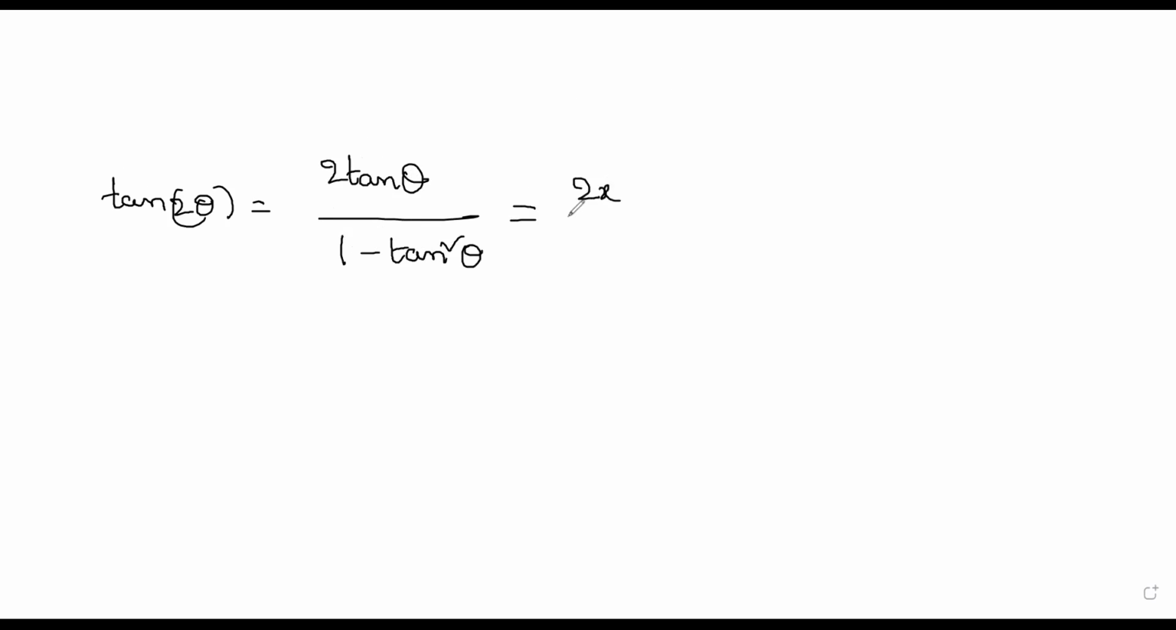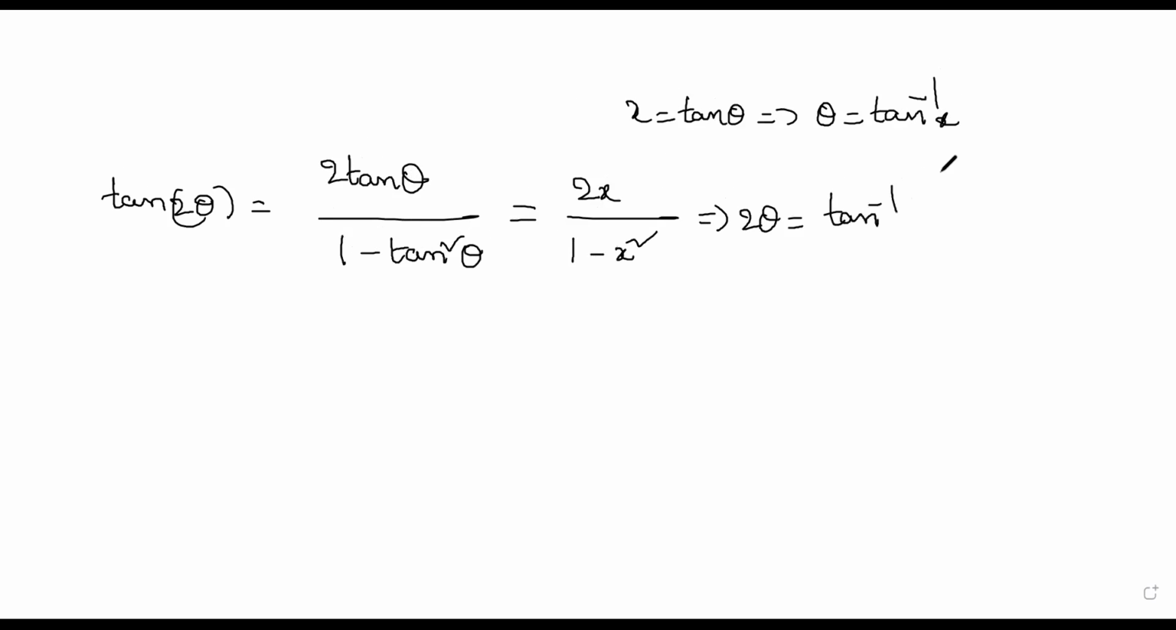Now the third part. For the third part, we'll find tan 2 theta. The formula of tan 2 theta is 2 tan theta by 1 minus tan square theta. So tan theta is x. When you substitute, you get 2x by 1 minus x square. The substitution is x is tan theta and theta is tan inverse x. So you have again 2 theta happens to be tan inverse of 2x by 1 minus x square.